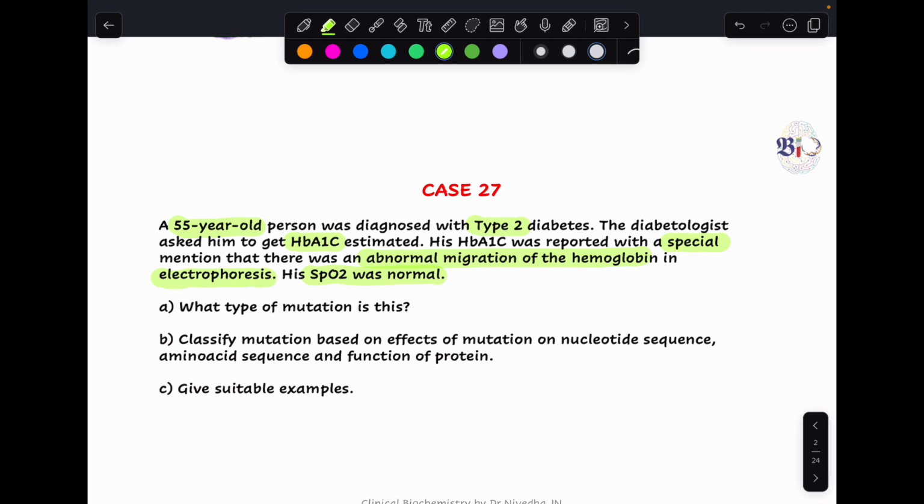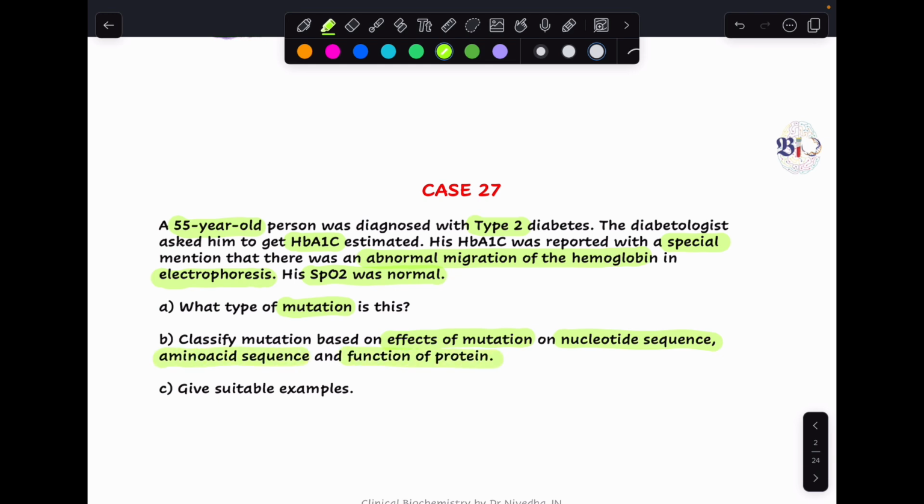Yes, so even if you did not come to a conclusion of what the diagnosis is, just read the sub questions given. They have asked you what type of mutation this is, and they have asked you to classify the effects of mutation on nucleotide sequence, amino acid sequence, and function of protein.